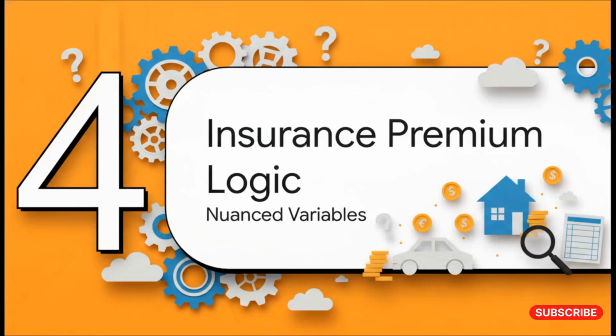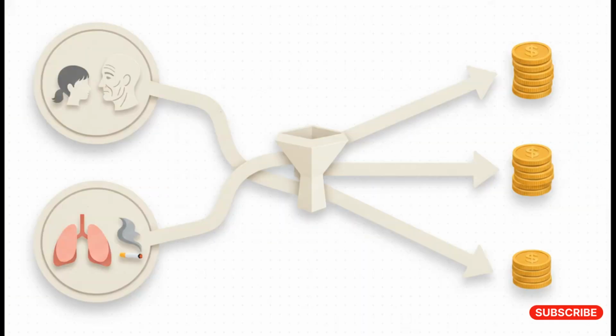Let's keep rolling with another example. Let's look at insurance premium logic and how we handle more nuanced variables. We're transitioning to our second practical example to see how this framework handles a slightly different set of variables. This time, we're looking at something a bit more nuanced than just a simple yes or no approval. In this health insurance scenario, the company's software calculates premium costs based on a combo of lifestyle and demographic inputs.